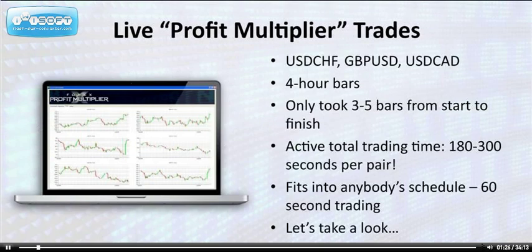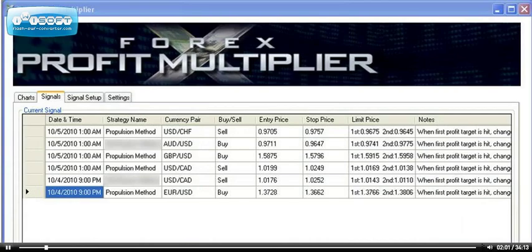Alright, so now I'm going to show you what 60-second trading is all about as I walk you through 3 live trades I did recently using my methods. Now, the trades you're about to see are on the dollar Swiss franc, British pound, US dollar, and dollar Canadian dollar. All 4-hour bar trades. Now, each trade only took 3 to 5 bars to complete from start to finish for a total active trading time of between 180 and 300 seconds per each pair. And you'll see how this type of trading can fit into anybody's schedule because each active trading session actually took less than 60 seconds.